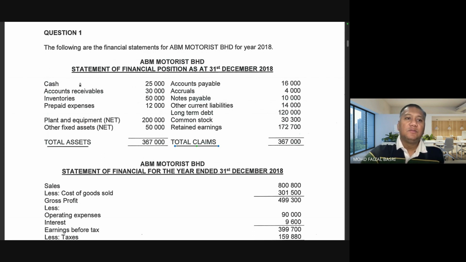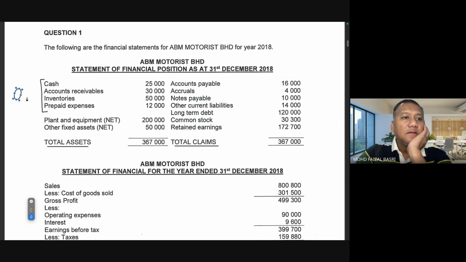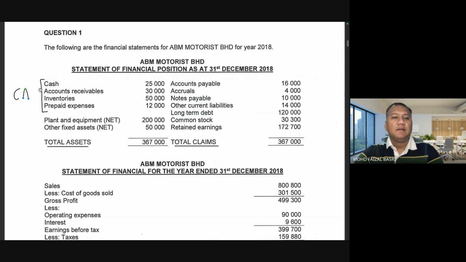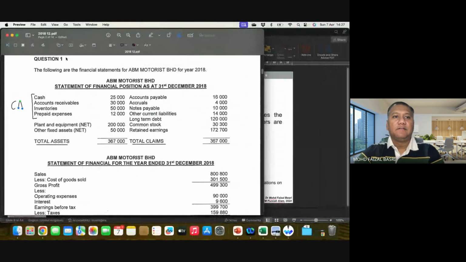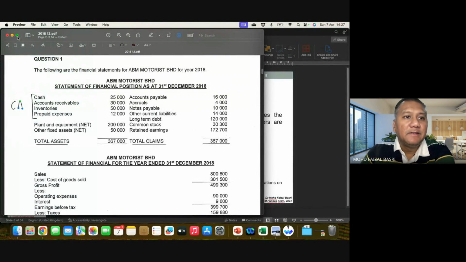Alright, so to assist you to recall, the first four are current assets. It's a bit hard to write like this. This pen is not friendly.